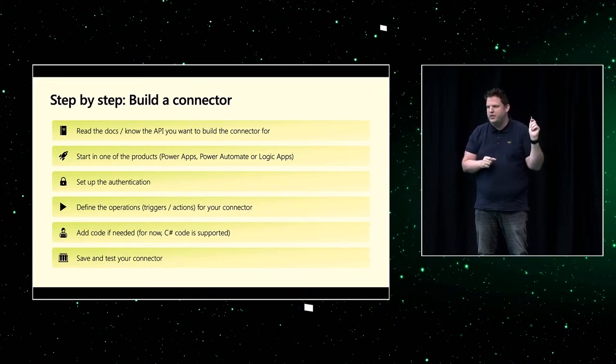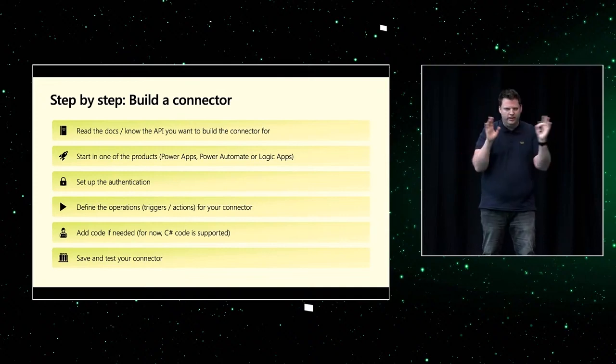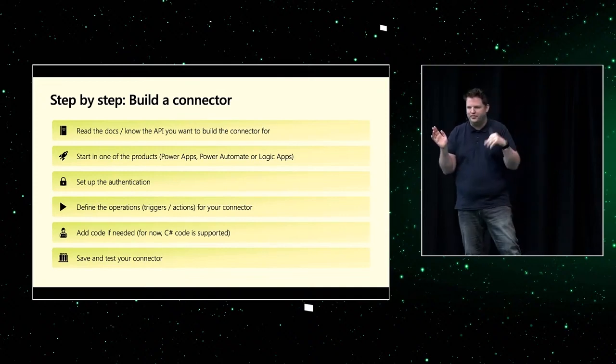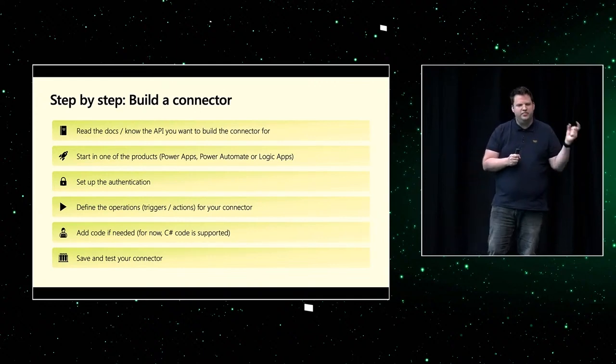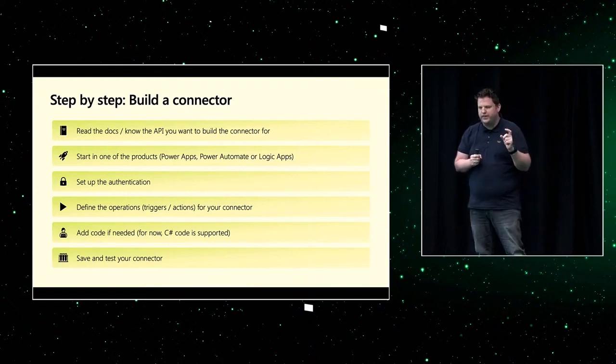You have to set up the authentication. You can use tons of types of authentication. You can use an API key, basic auth. You can use OAuth 2, for instance. There are tons of things that you can do. Then you need to define all the different operations for your connector.